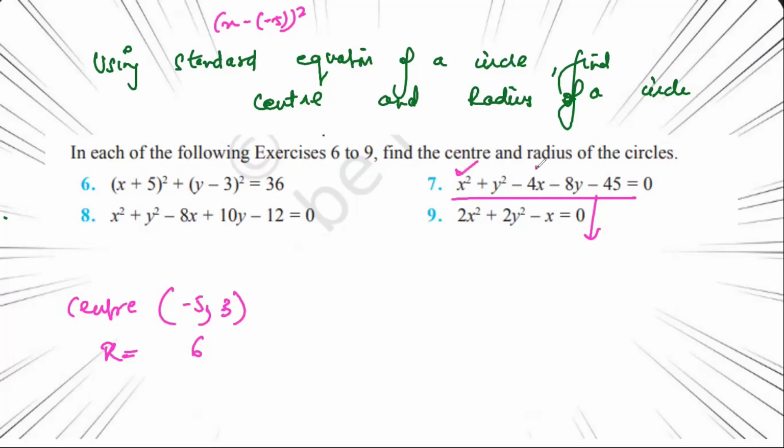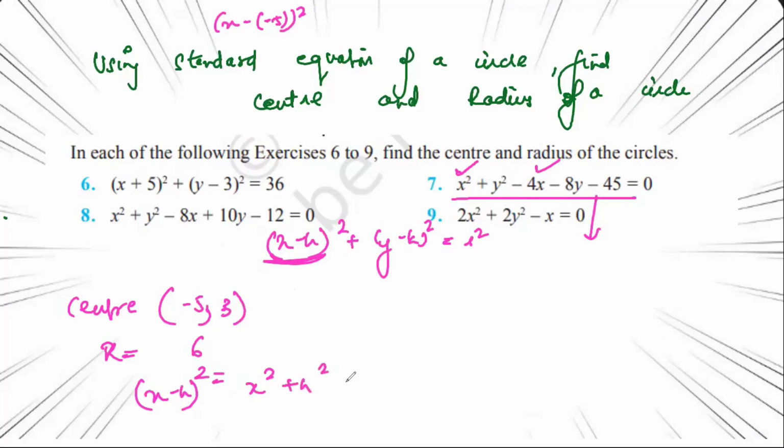X square minus 4x. Now here we have to make the identity, because our standard equation says (x minus h) whole square plus (y minus k) whole square equals r square. We have to open the value. If you see this identity, this is (a minus b) whole square. And the identity of (a minus b) whole square is a square plus b square minus 2ab. This is my a, this is my b. So I have a square, which is x square.